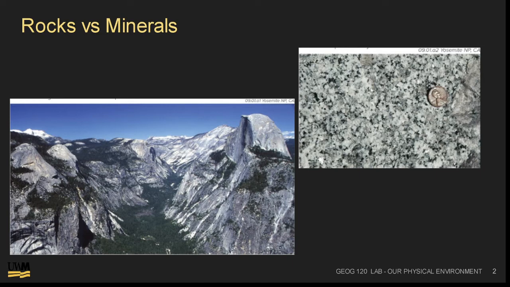And notice all of the different colors. There's black flecks, gray, brown. So clearly, this section of rock is made up of different sorts of chemical compositions, different bits of minerals, we can say. So rocks are actually made up of multiple minerals.